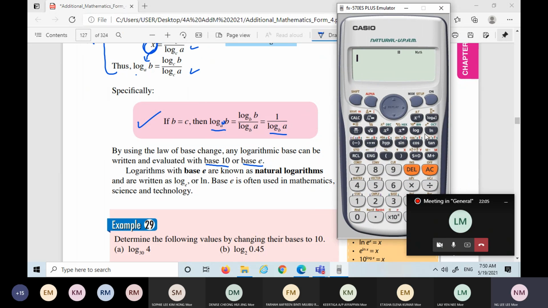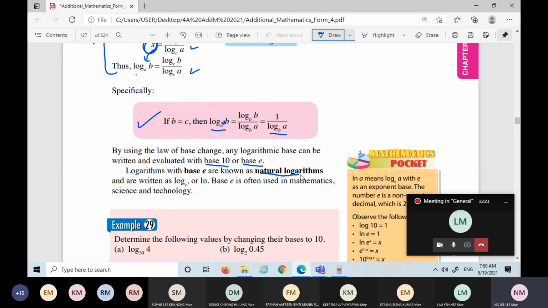Okay, so you see this log here is base 10, and this ln here is base e. What is base e? For you, it will be a new thing. Logarithms with a base e are known as natural logarithms, and are written as log base e or ln. This one we read as ln. Base e is often used in mathematics, science, and technology.